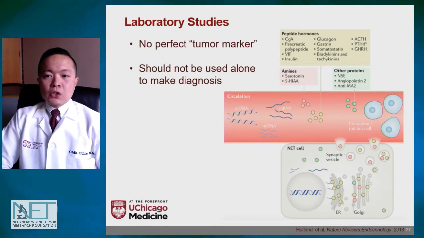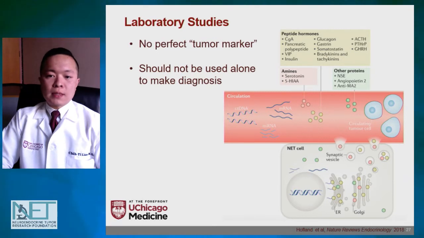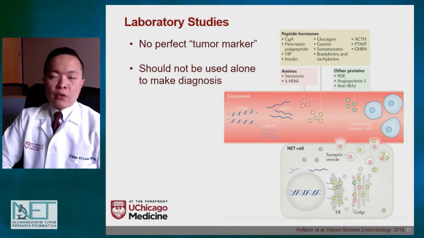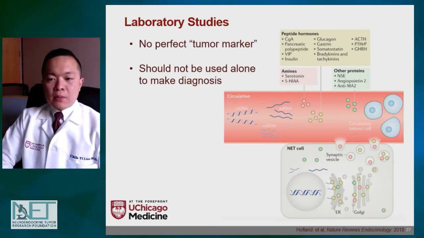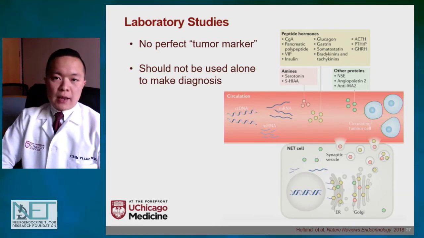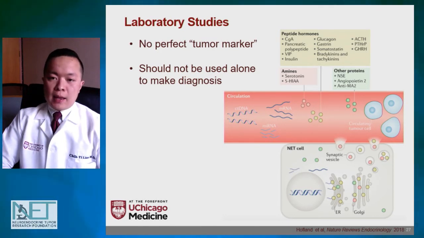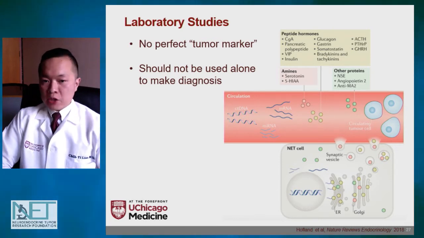So as I just told you, these neuroendocrine tumor cells may make hormones and other substances that are released to the bloodstream that we could measure. Some examples are chromogranin A, pancreatic polypeptide, and something called neuron-specific enolase, in addition to serotonin and 5-HIAA. The problem is none of these markers are perfect, and in fact, many of these markers, such as chromogranin A, can be falsely elevated by other medical conditions or medications.